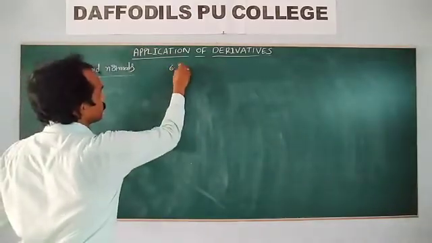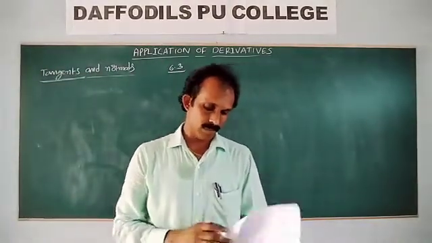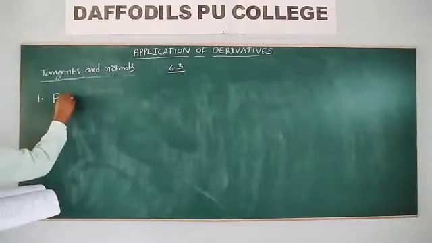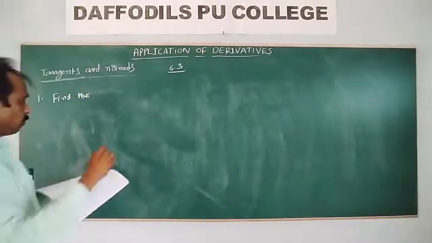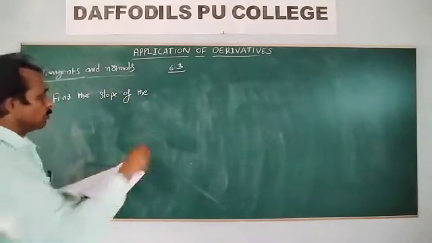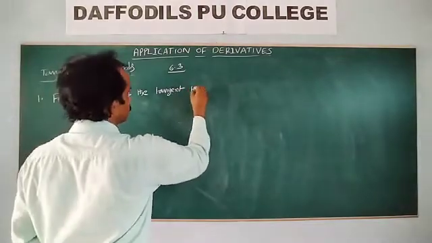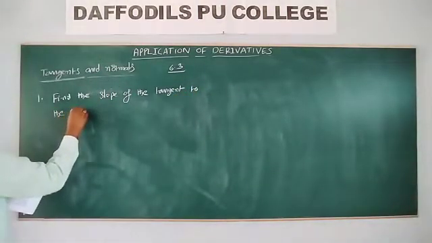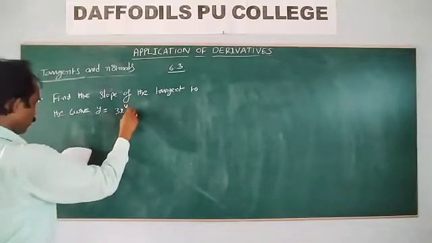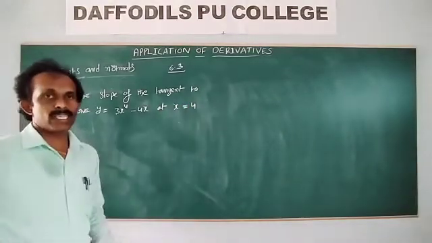Exercise 6.3, first problem. Find the slope of the tangent to the curve y is equal to 3x to the power of 4 minus 4x at x is equal to 4.